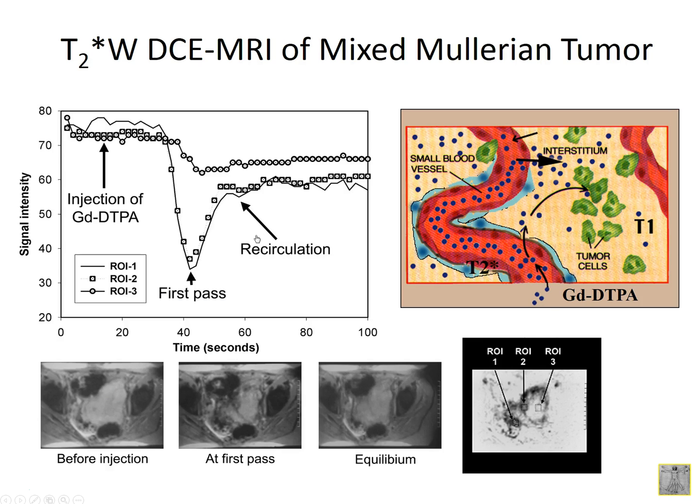So if we were to look at the darkening experiment first, here is part of that first pass effect of the contrast agent going through the tumor vasculature. You can see the ROI shows a decrease during the first passage and then a recirculation phase. That is caused by the presence of concentrated contrast medium within the vascular space, lowering the signal intensity.